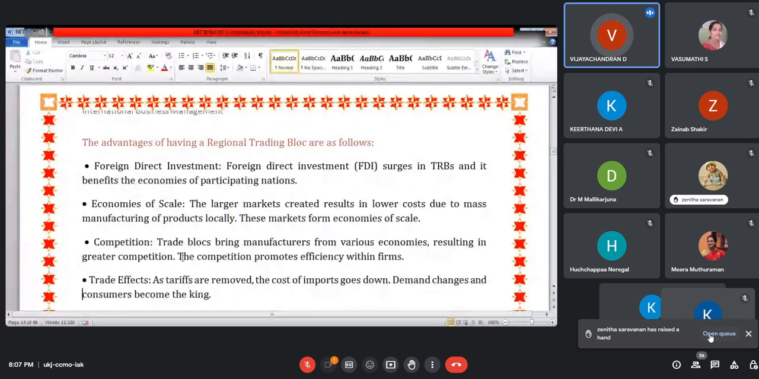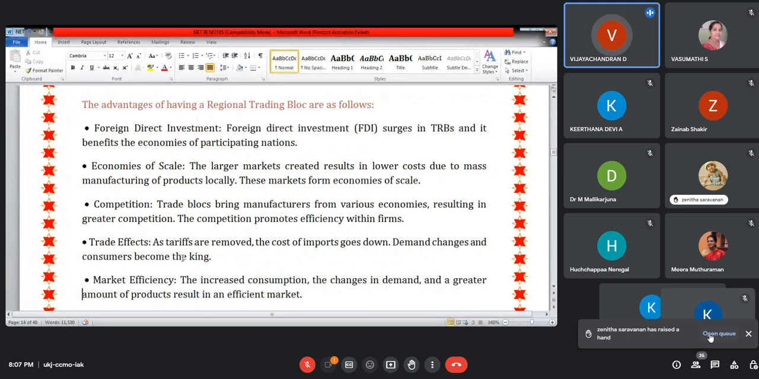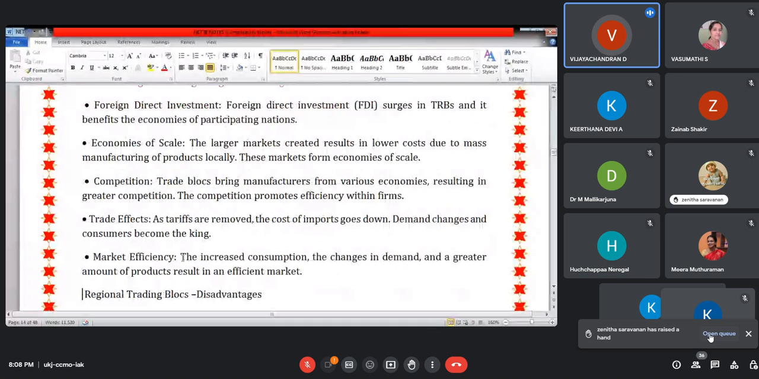Okay, what are the advantages? Why are countries going for trading blocks? Again, I'm telling you, trading blocks means a group of countries located in a particular region, Asia, or as I told you, NAFTA; all are regional trading blocks. OPEC, I told you, Gulf countries like Iran and Iraq all come under OPEC, the Organization of Petroleum Exporting Countries. I told you the headquarters is Baghdad. Okay, so why are they going for FTA?